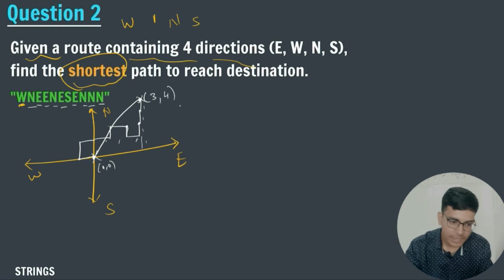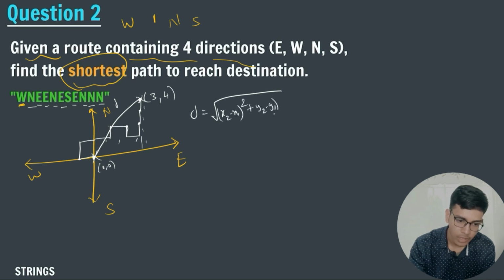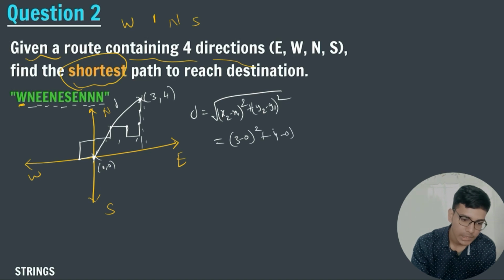So this is known as displacement. So what is the formula? In maths we studied that the distance, suppose we take this as d, is the root over (x2 minus x1) whole square plus (y2 minus y1) whole square. That's all. So here the final point gives 3 minus 0 whole square plus 4 minus 0 whole square.